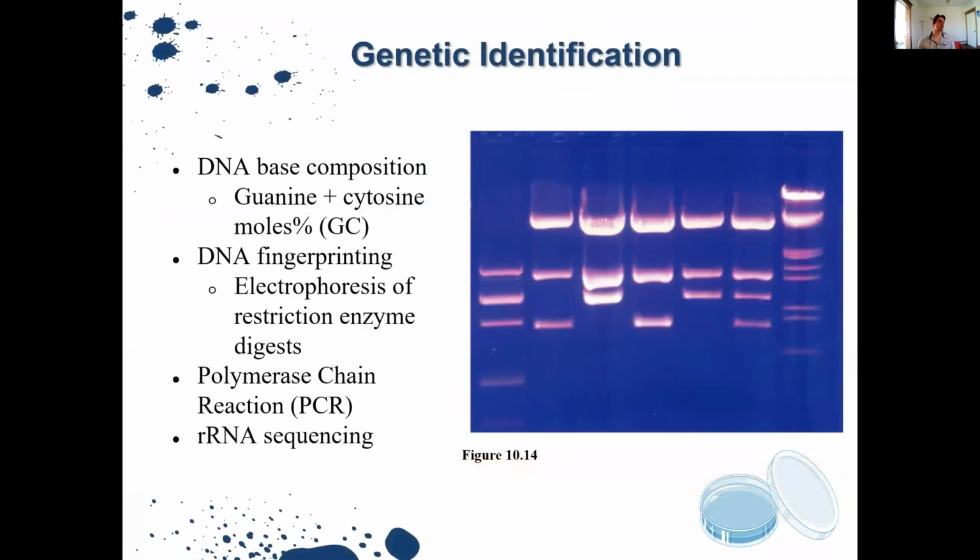Then also looking at genetic identification. Again, we can look at base composition, with GC content being a frequently used one. For example, actinobacteria have a very high GC content, and that can distinguish them from other groups. And then there's also DNA fingerprinting, PCR, and RNA sequencing, which we'll be discussing very briefly now.